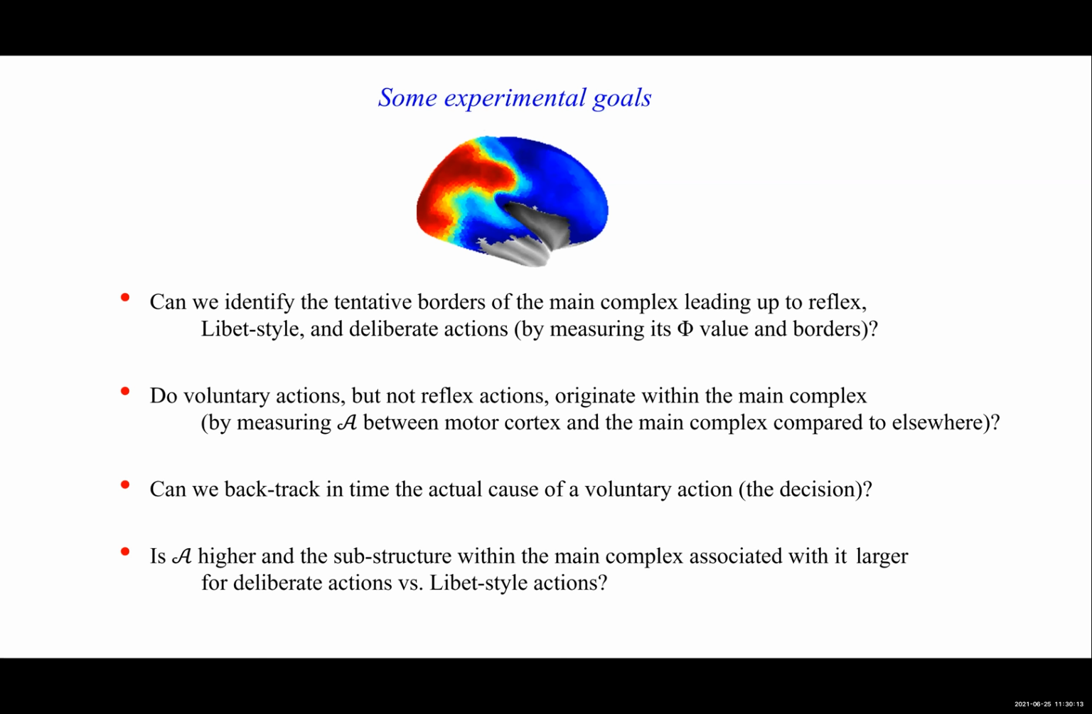Can we backtrack in time the actual cause of a voluntary action, the distal cause where the buck stops, so to speak, the decision? And that again is made precise, in principle, by the causal structure analysis. And finally, is it the case that alpha, as we would predict, is higher and the substrate within the main complex is larger when you are making a deliberate decision, triggering a deliberate action, versus a Libet style action?